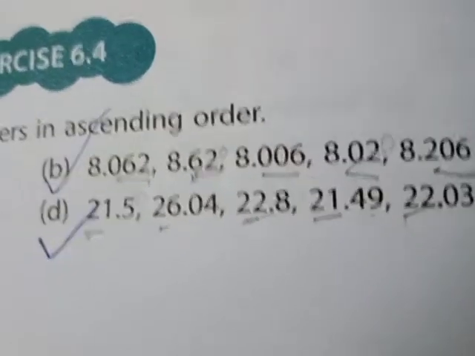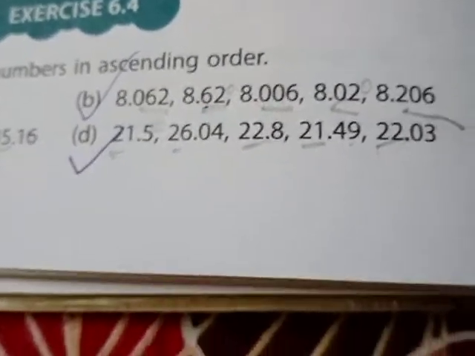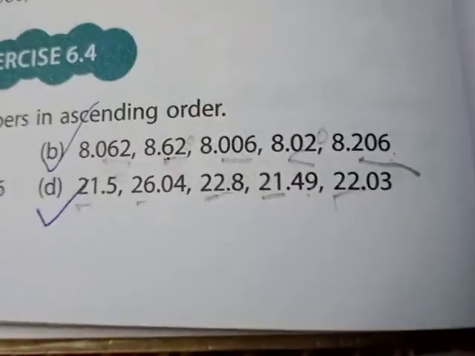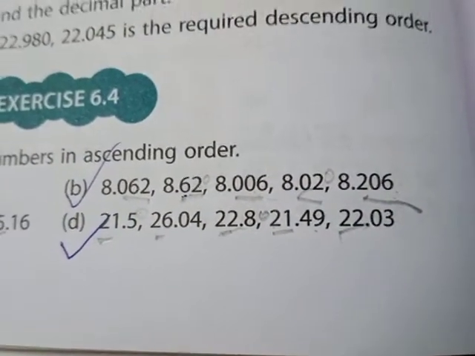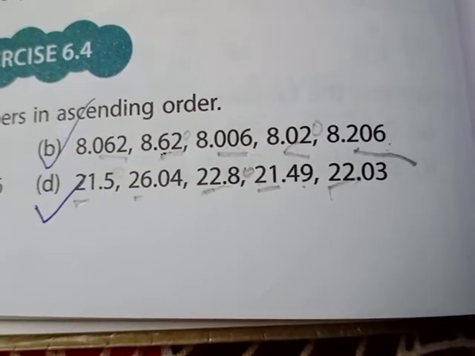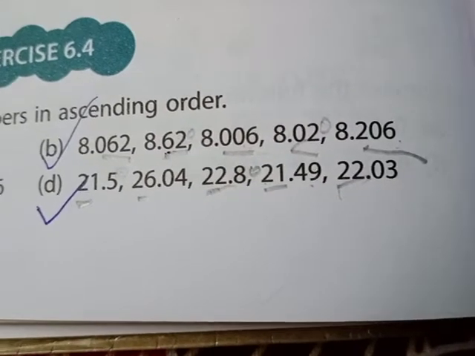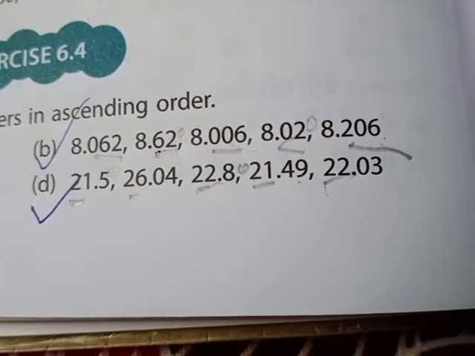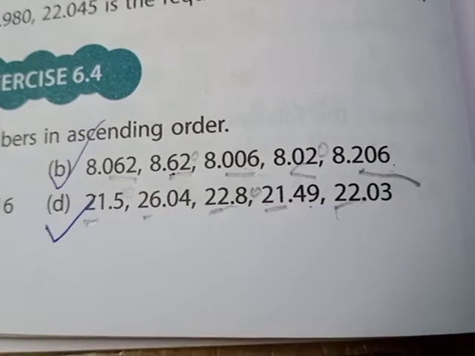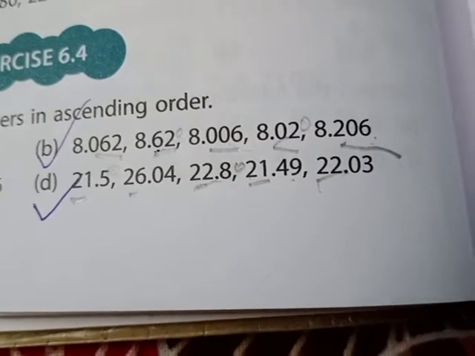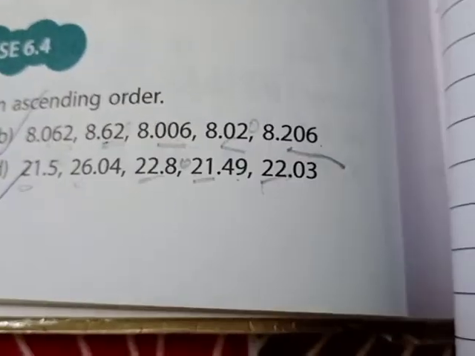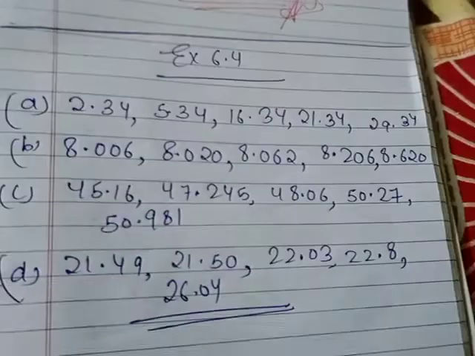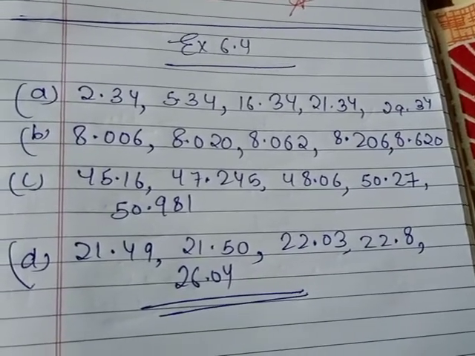After 21, we are given 22.8 and 22.03. So what we have to do, first of all, 22.8, where it is written, that time we will put a 0 there and it will become 22.80 and 22.03. So which one will be smaller? 22.03, then 22.8, and then what is left? 26.04. Here we have completed all the 4 ascending orders. You can see like this, we'll write the answer.